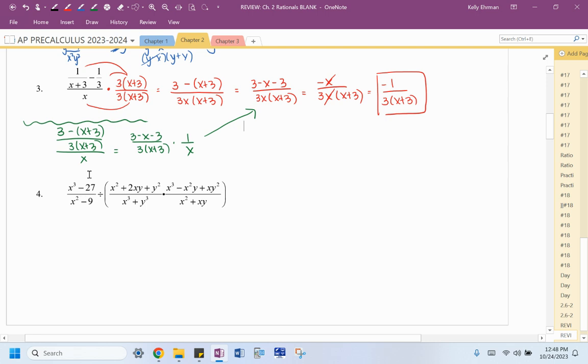Number 4 is just a complicated multiplication and division problem. Order of operations would say do the parentheses first and then do your division. Otherwise, if there are no parentheses, you can go left to right or whatever. So let's factor everything just to start. So we've got the SOAP formula for x cubed minus 27.